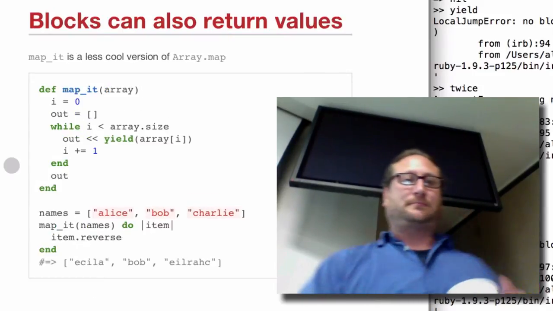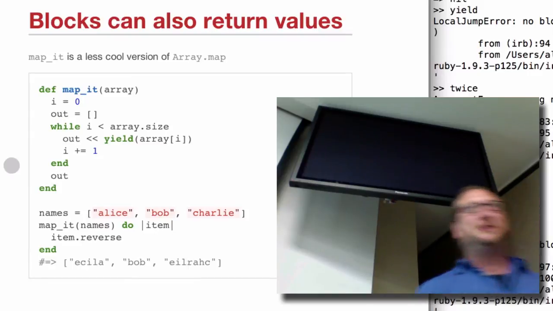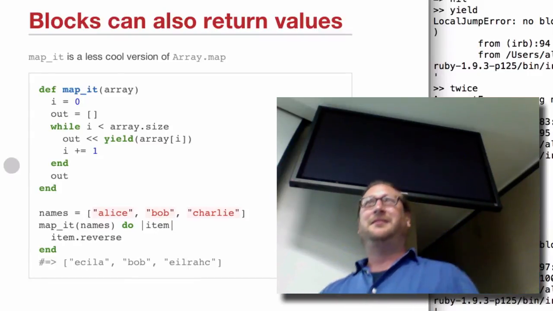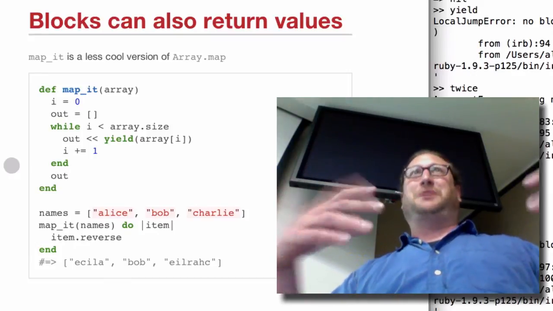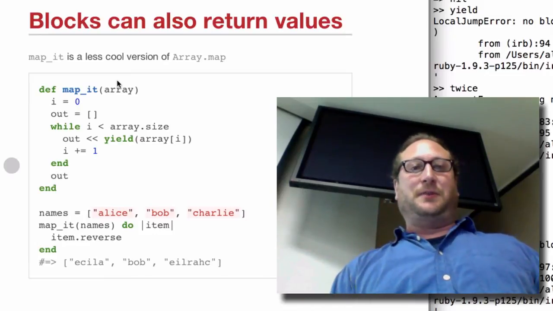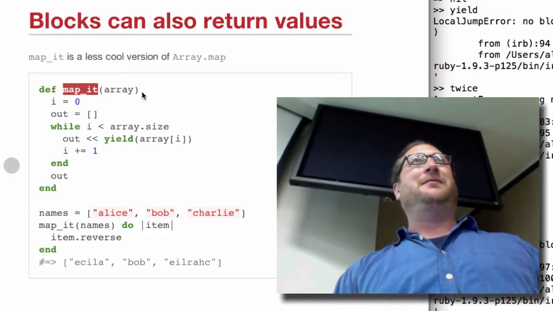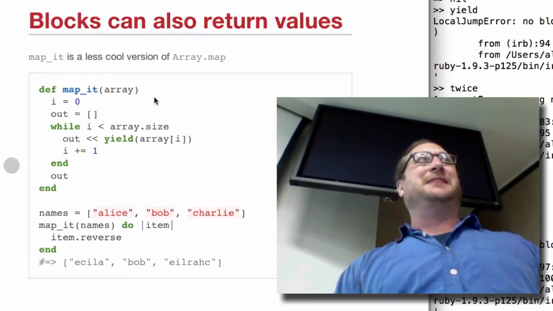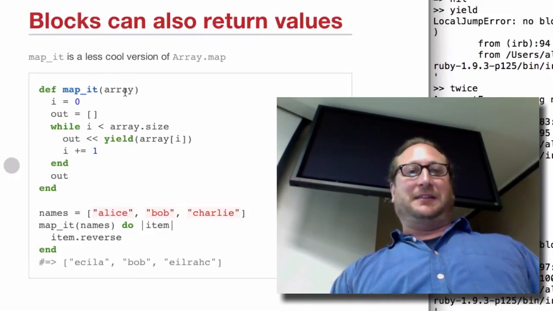Okay. So blocks can also return values. Just like a regular old method, they can accept parameters, they can print stuff, they can do calculations, and they can return. So here's an example of map. I'm re-implementing map on the outside of an array rather than on the inside of an array. So let's look at how this works.